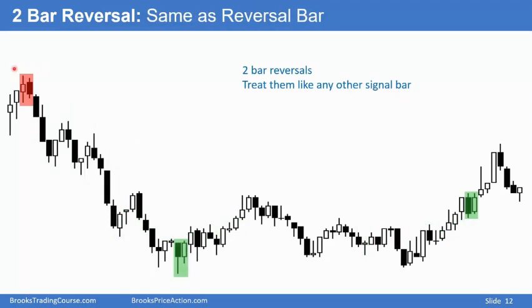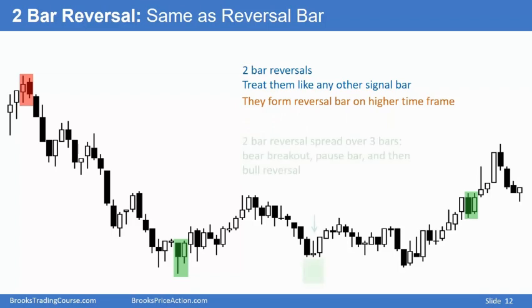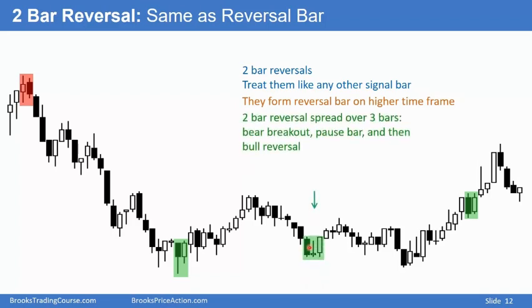I treat every 2-bar reversal as the same as a single reversal bar, and I trade them the same. Again, they form a single reversal bar on a higher time frame chart. Here's a 2-bar reversal down and up, but it's spread over 3 bars. You can call it a 3-bar reversal. You can call it a 2-bar reversal spread over 3 bars. Doesn't matter. You know the market is reversing.